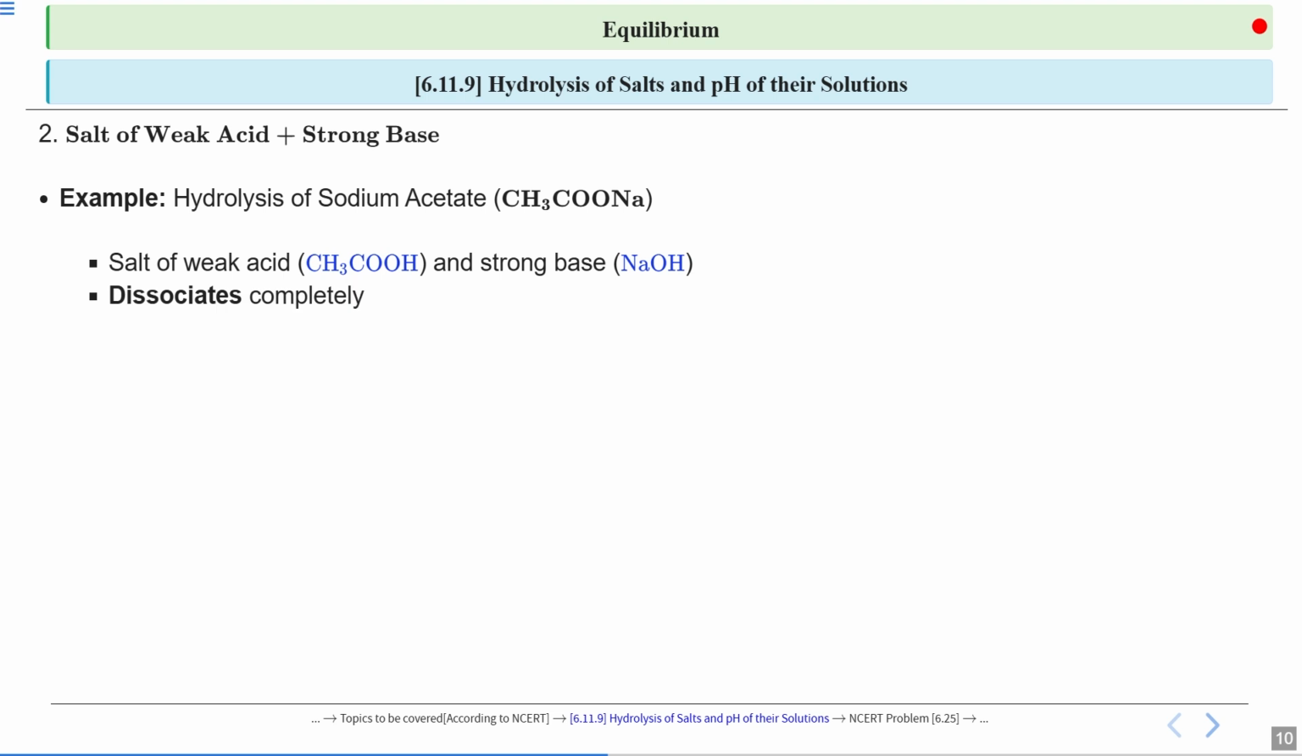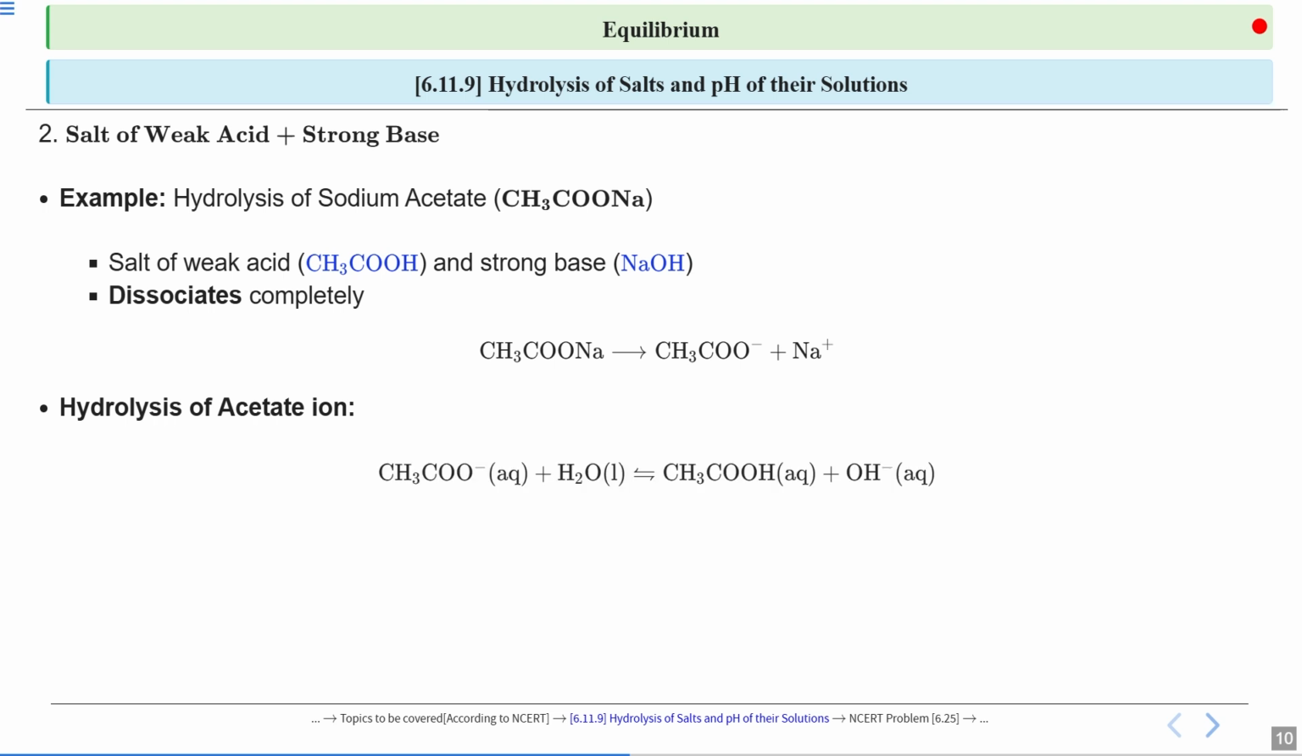Now, this will dissociate completely to form the sodium plus ion and acetate minus ion. Talking about the acetate ion, this is the only part that will hydrolyze, because the sodium plus ion is a part of a strong base. Therefore, it will get hydrated and we are not interested in that. We are interested in the hydrolysis part. So what we will do? We will write the hydrolysis reaction. So this is your hydrolysis reaction. Acetate ion reacting with water to form acetic acid and hydroxide.